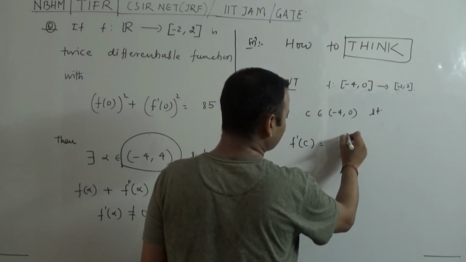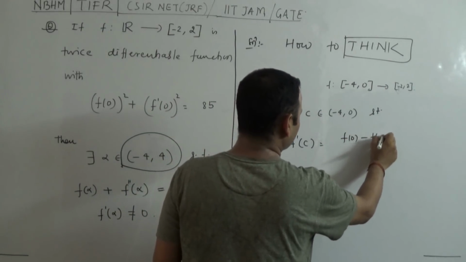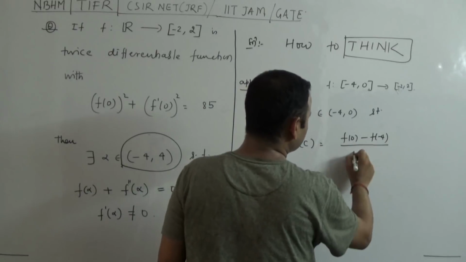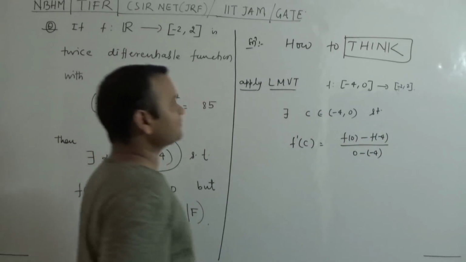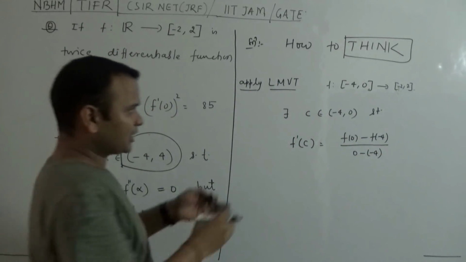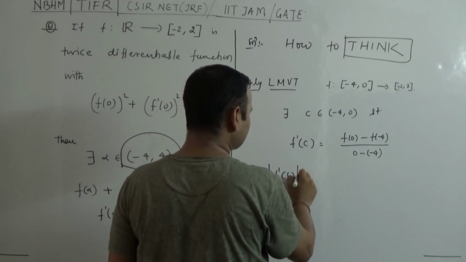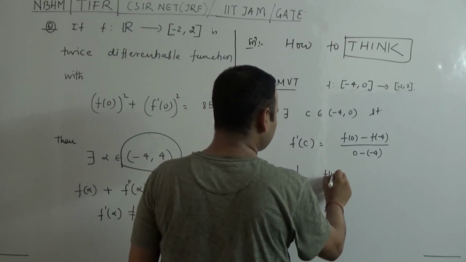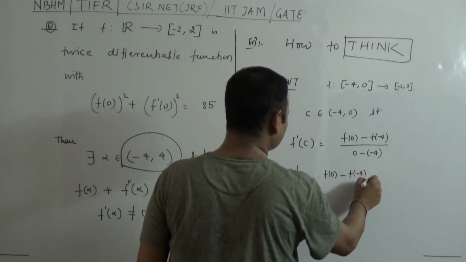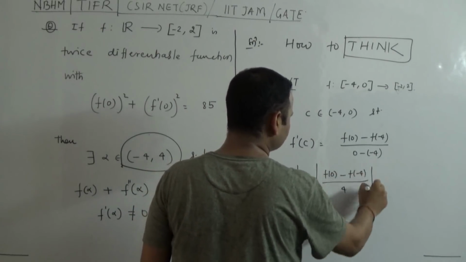F prime c is nothing but f0 minus f of minus 4 by 0 minus minus 1. That's my Lagrange's mean value theorem. Now calculate this modulus, right? So what is the modulus? Let me calculate this modulus. So modulus is f0 minus f of minus 4 by 4, the mod.